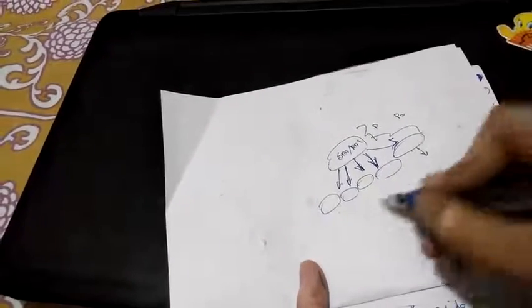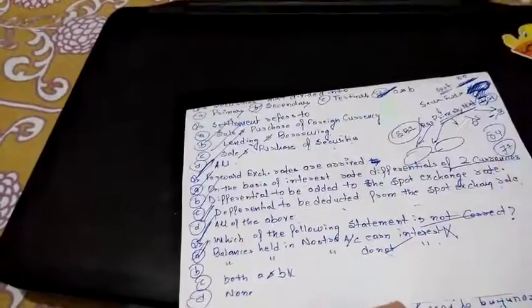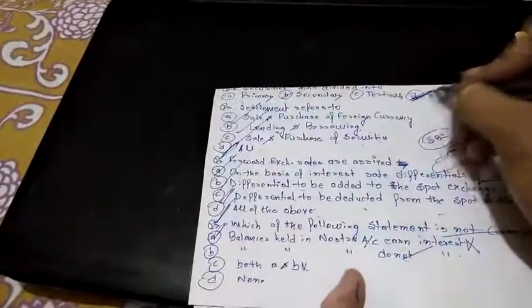Now where will they go? They will go to the secondary market. In the secondary market, they will go and sell it to another person. So that is the difference between the primary and the secondary. So in this question, the option is D.